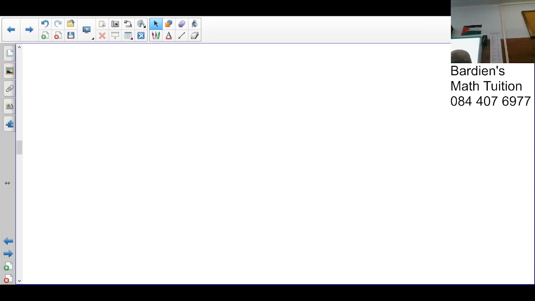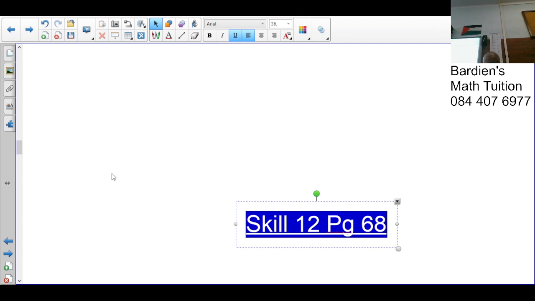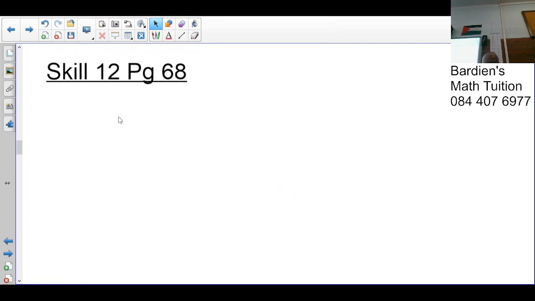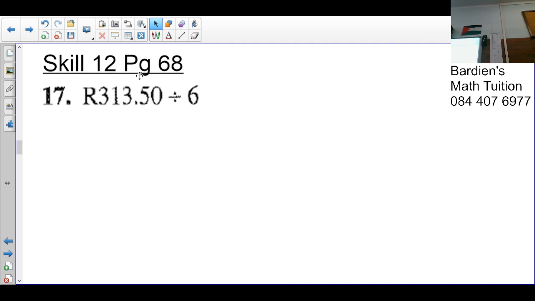Skill 12, number 17. Skill 12. This one here. Skill 12, number 17. Is it on page 65? No? 68. Alright, so the question says simplify, you calculate whatever. So here we're going to divide.